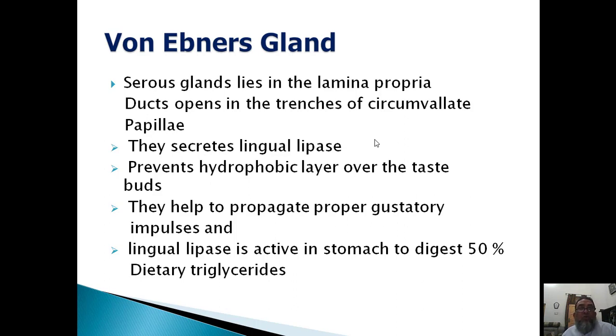Trenches are the depth of the circumvallate papillae, where the ducts open inside and pour their secretion within the trenches. So this gland is serous type. They secrete lingual lipase. This lingual lipase is the enzyme concerned with the breakdown of the lipid molecule, that is the triglyceride.